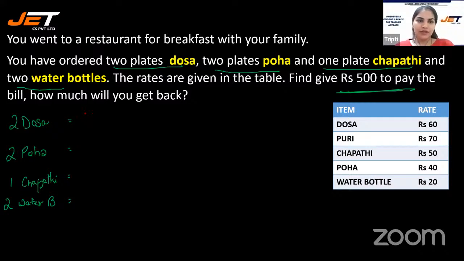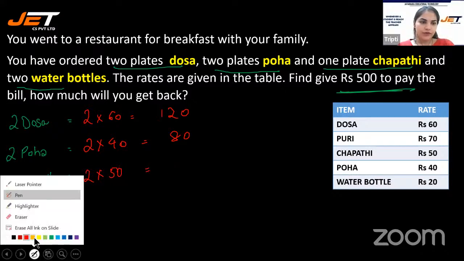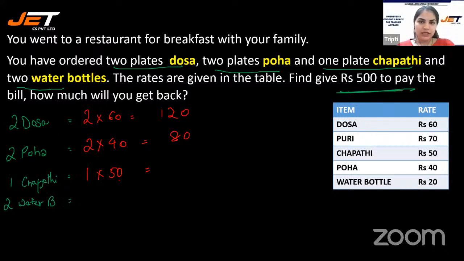Okay, so 2 dosas means 2 times 60, which is equal to 120. 2 pohas means 2 times 40, which is equal to 80 rupees for 2 plates of poha. 1 chapati is for 50 rupees. Sorry, it's my bad. You are getting 1 chapati, that's for 50 rupees. So 50 here. 2 water bottles, one is for 20. So 40 here. Let's add them up.